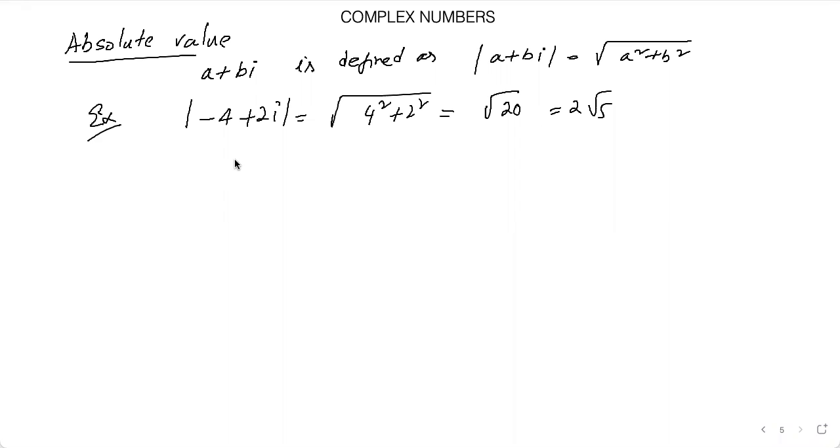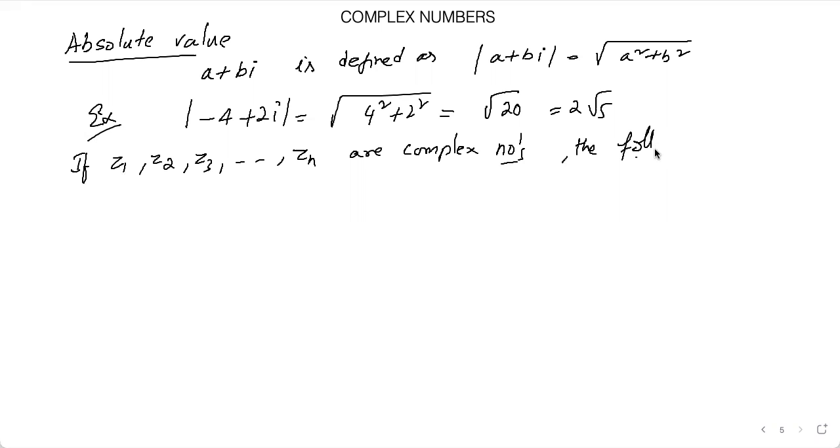Now, if z1, z2, z3, up to zn are complex numbers, the following properties hold.